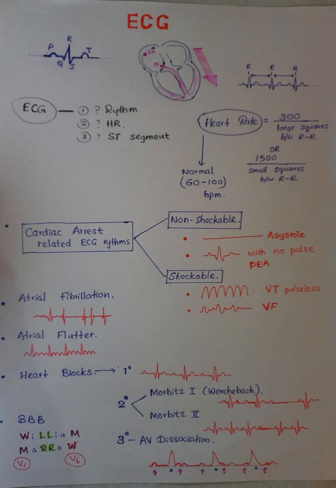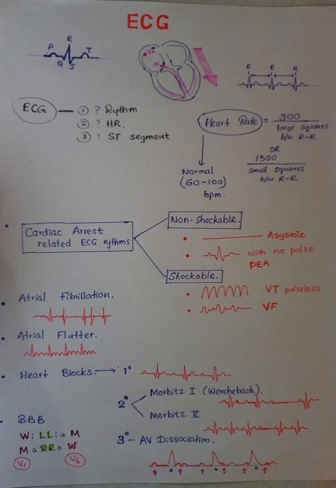If we move to the second degree, there are two types: Mobitz type 1 and Mobitz type 2. In Mobitz type 1, the PR interval gets gradually more and more prolonged, and then one beat is missing. This is called the Wenckebach phenomenon. In Mobitz type 2 also, one P wave is missing after a few P waves. But in contrast to Mobitz type 1, the PR interval will be constant, the same duration.